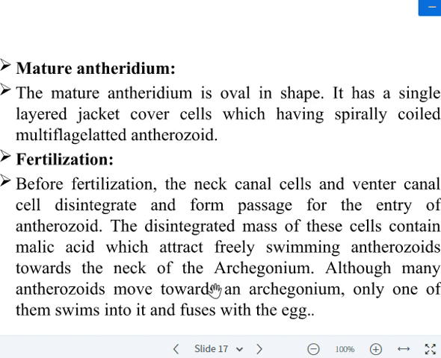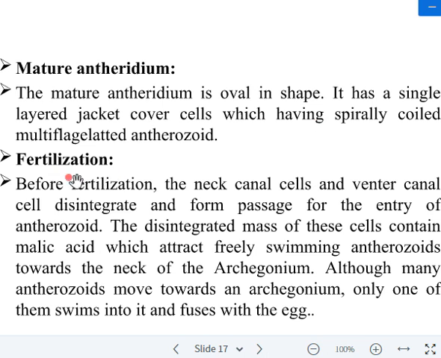If you are talking about the mature antheridium, as you know very well, there are no developmental stages included in your syllabus. You only have to know the mature antheridium. The mature antheridium is oval in shape. It has a single-layered jacket of cover cells enclosing many spirally coiled multiflagellate anthrazoids. So in Equisetum, within the antheridium a lot of multiflagellated anthrazoids, or male gametes, develop, which fuse with the egg cell and produce the zygote.